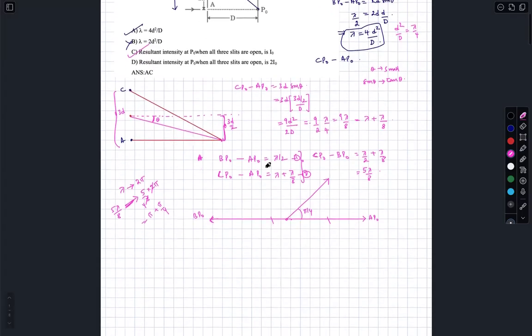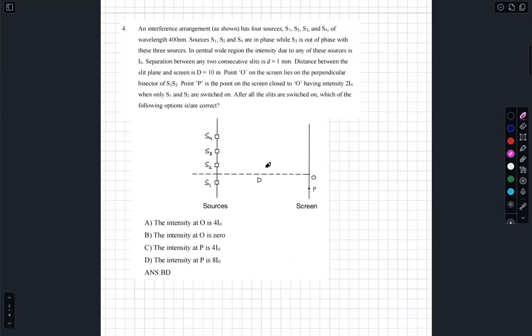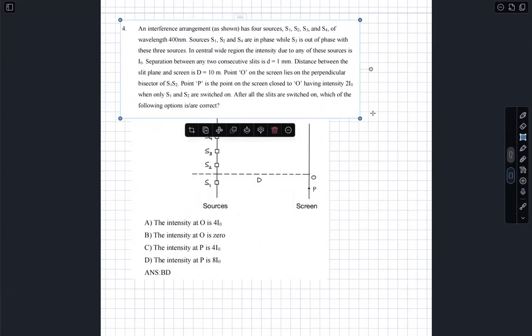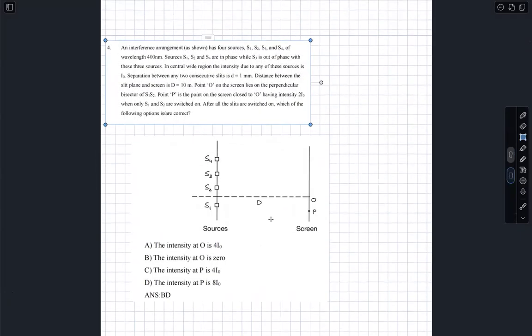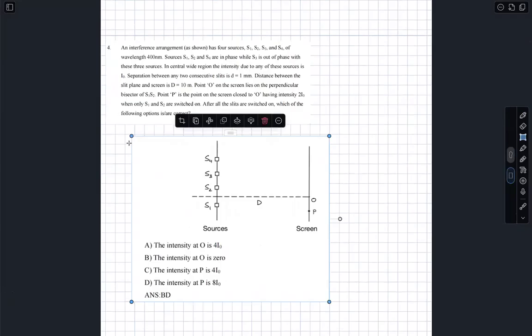Even next time, I'm going to give you 4 slits. In this part also, you are going to do the same actually. But read the question carefully. Read the question carefully.